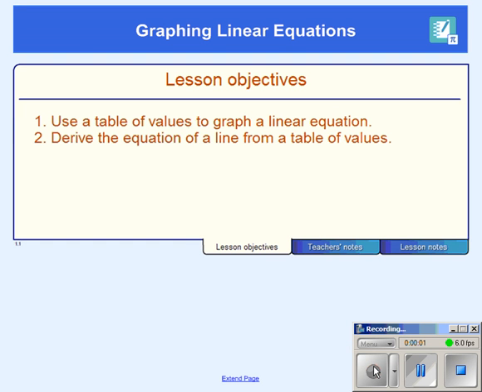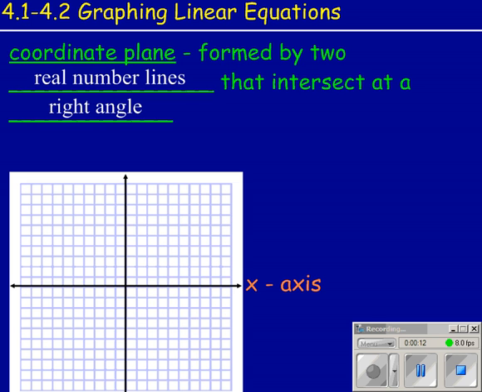Okay, so today we're going to be working on using a table of values to graph a linear equation and deriving an equation from a line or table of values. We're going to start by making sure that we understand what a coordinate grid looks like.